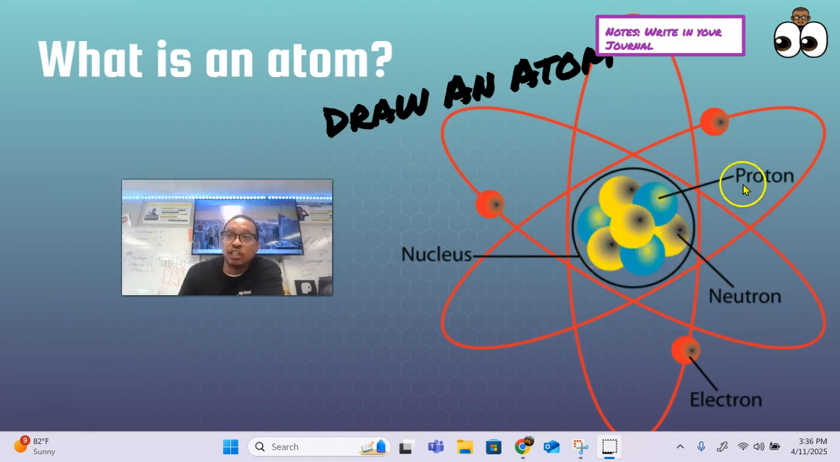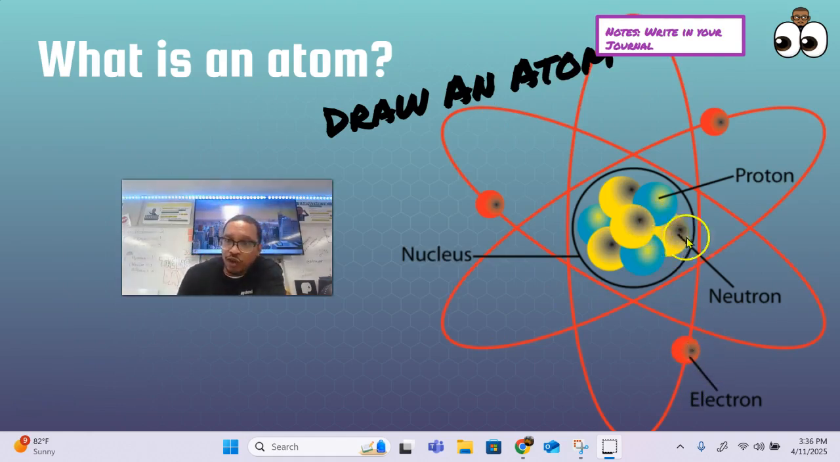Inside of the nucleus are protons and neutrons. That's also good. Outside the nucleus, traveling around, are electrons. That's also good. Now, that's exactly where we start to pick up the things that are bad.